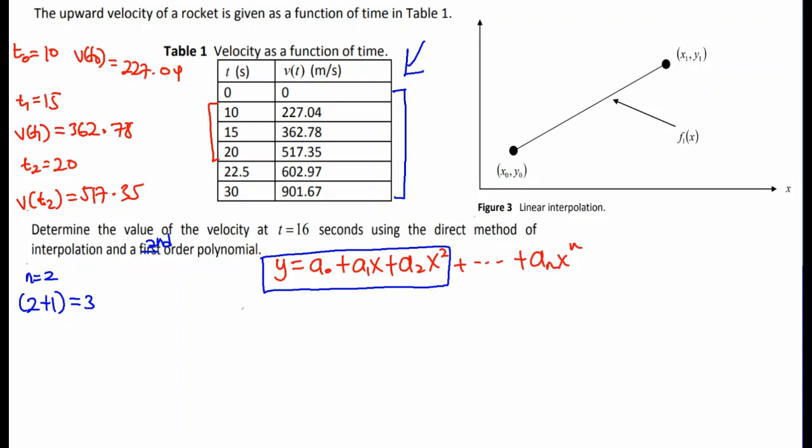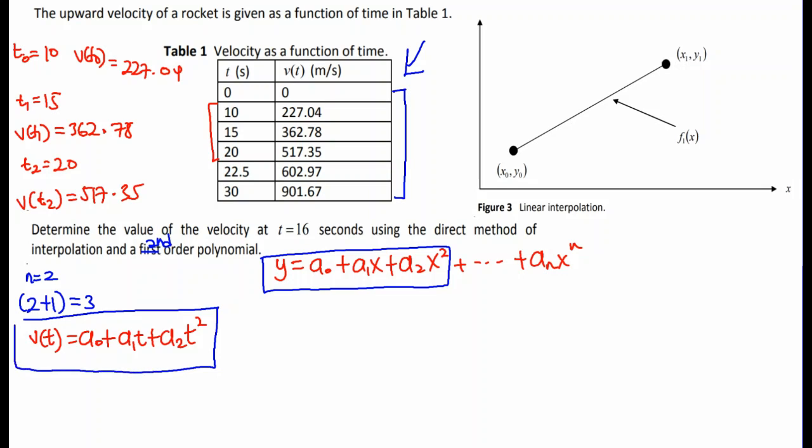That's going to be our y, which is now v of t. So I'm going to have v of t equal to a naught plus a1 multiplying t plus a2 multiplying t squared. So this will be the general formula for this question. All you want to do here is to find the values of a naught, a1, and a2. There are 3 unknowns, which means you're going to need 3 equations, and that can be confirmed by the number of data points that we are using.